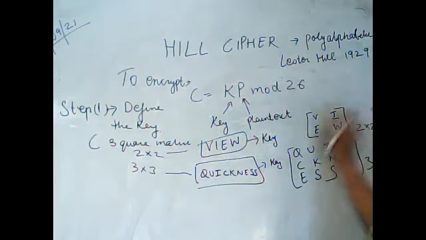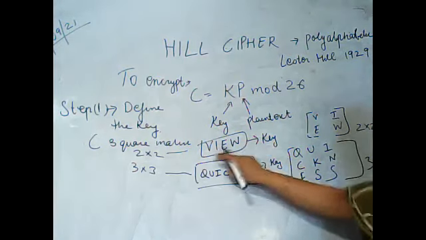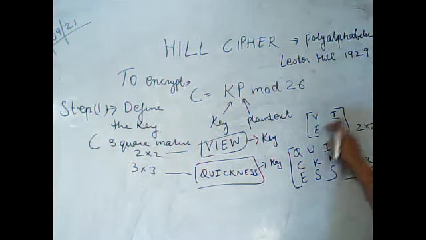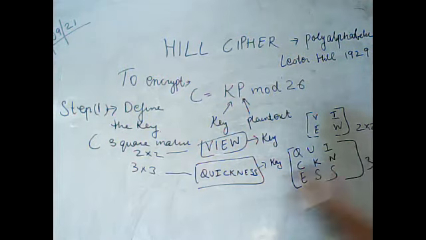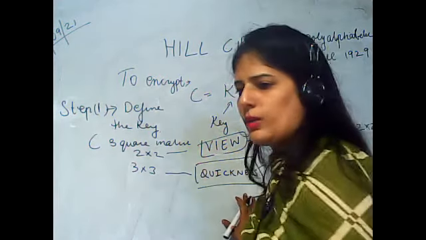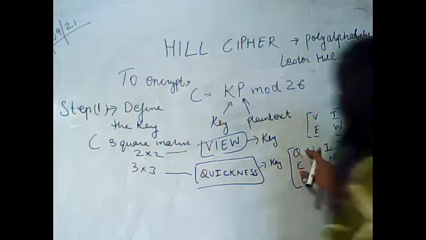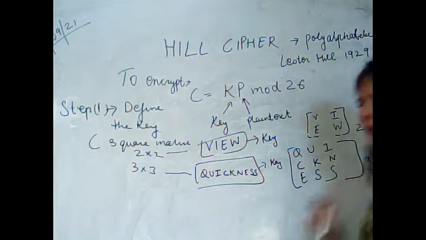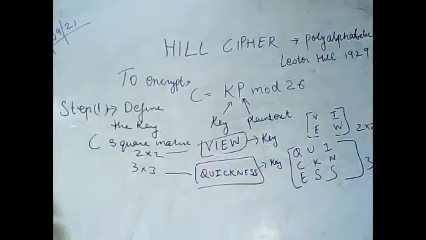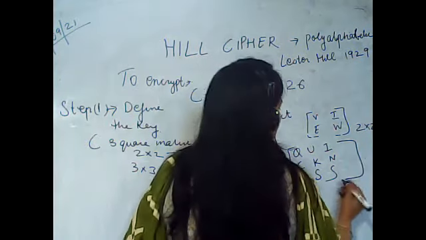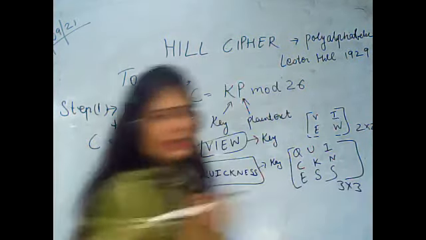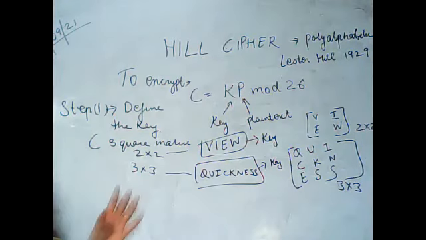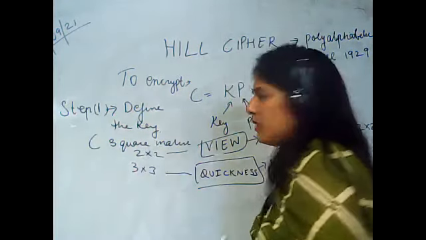For a 2 by 2 matrix, we have an example like this: the word VIEW, which is your 2 by 2 matrix. And suppose you have a key with a total of 9 elements, you can define it like this: QUICKNESS. This will be your 3 by 3 matrix. So this is the example of a 2 by 2 matrix and this is the example of a 3 by 3 matrix. This is how we define the key in the Hill cipher.